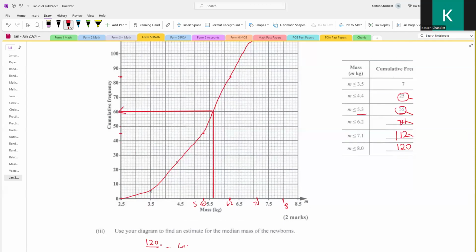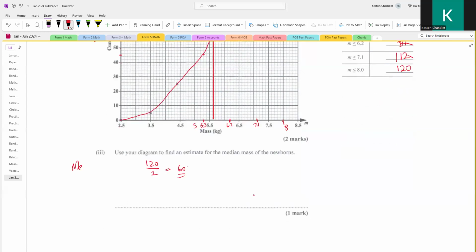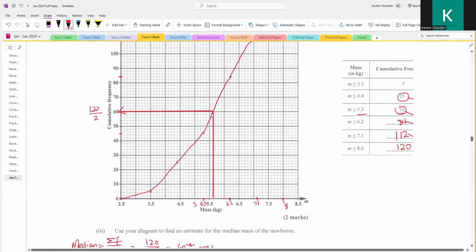Right, so this is the total frequency divided by 2. That's how you're going to find the median position. Median position is the sum of the frequency, the total frequency divided by 2. 120 divided by 2 is the 60th position. We go to our graph. We find where 60 is. We draw a line to meet our curve. And then we draw a line coming down, right? This is 5.6 kgs.